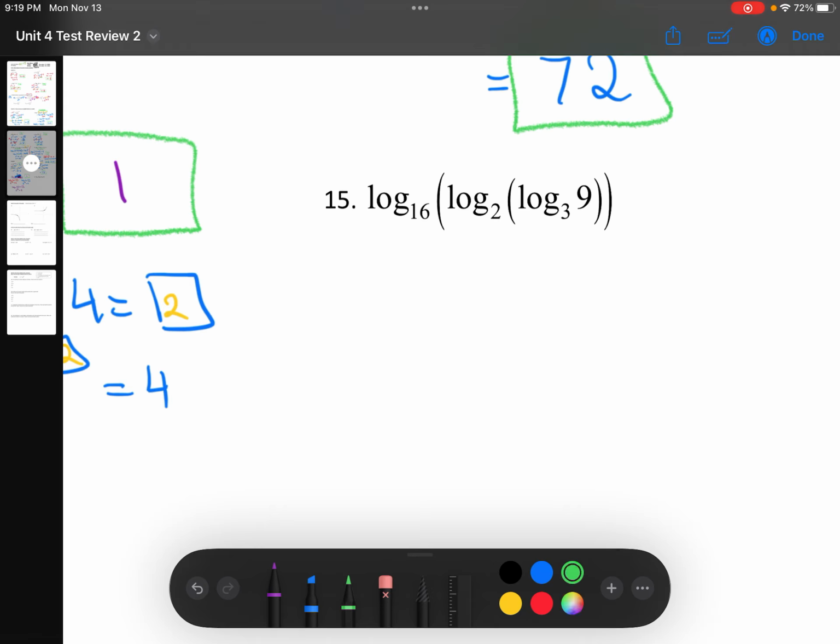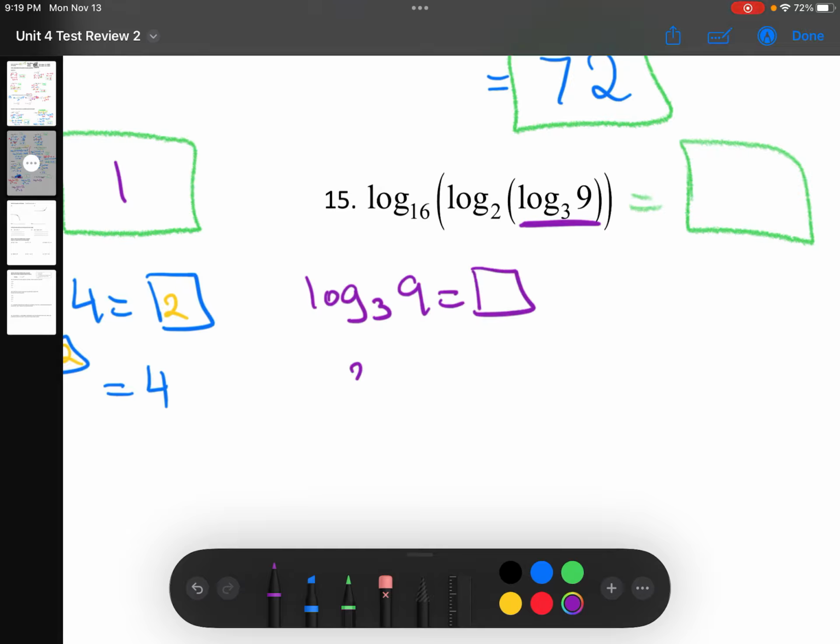Let's go to 15. Similar problem. Work the inner function first. Log base 3 of 9 equals something. So 3 to some power is 9. It's going to be 3 squared. So log base 3 of 9 equals 2.